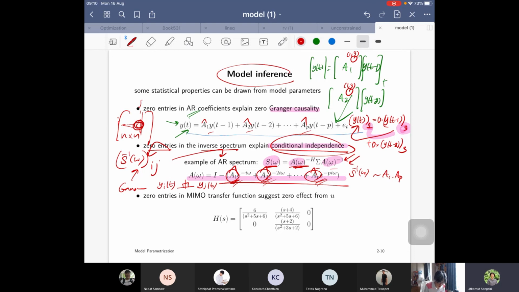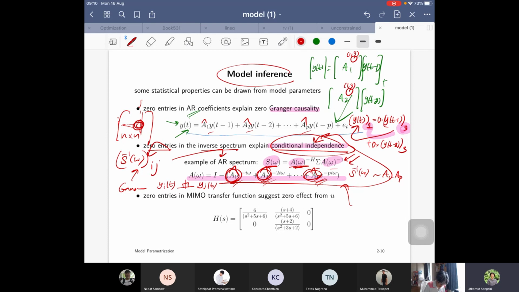Again, this is an example of model inference. I don't use the estimated process to look at the distribution, or to look at one sample path, one realization. What I am interested in is model parameters that help me explain this statistical property.